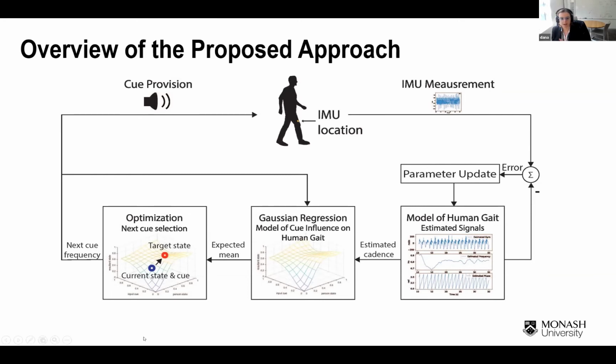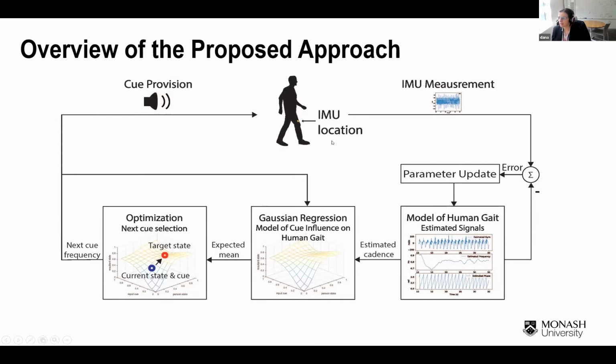Here is a diagram of the proposed approach. We have our human walker who is undertaking gait rehab, and we measure their gait with an IMU that's located just above the knee. Then we provide them with a cue to correct their gait. In this case, we'll use an auditory cue such as a beat.